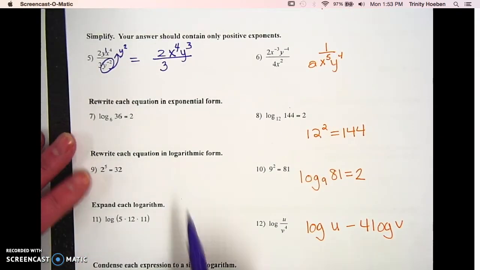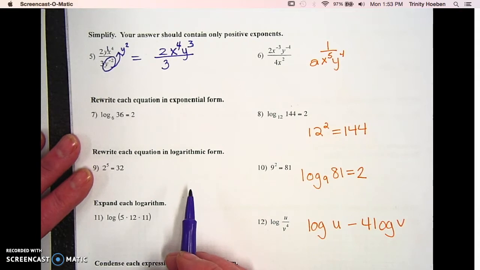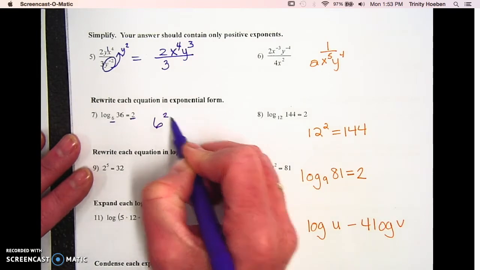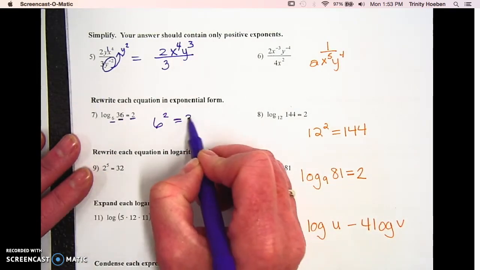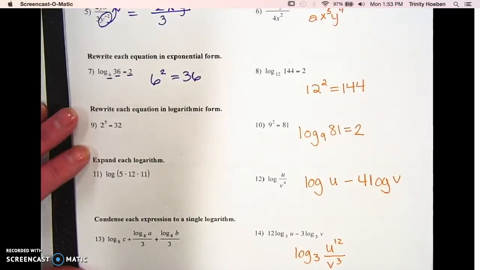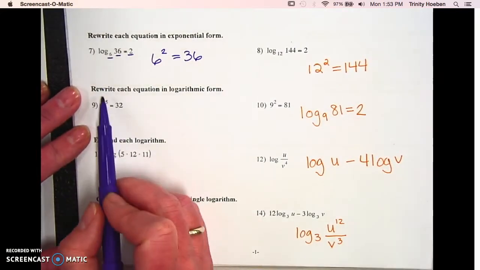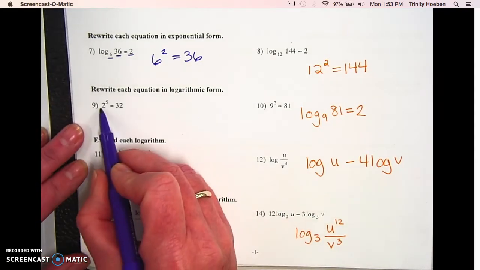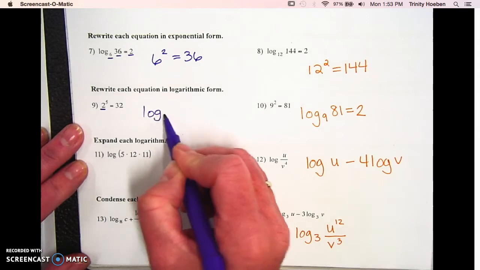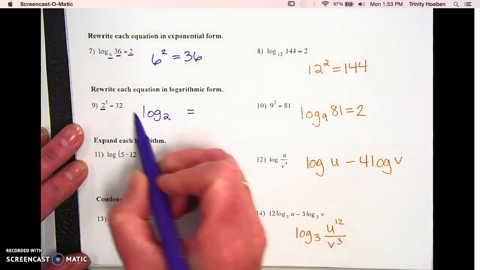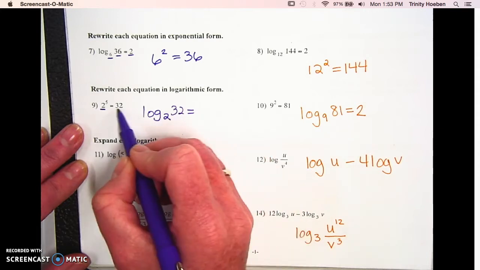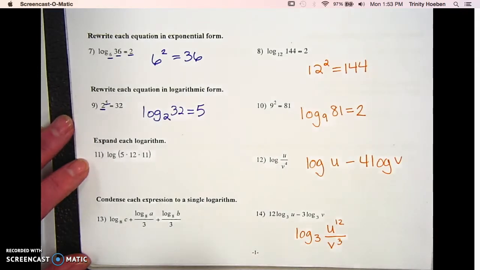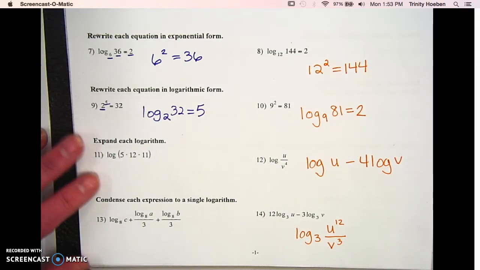Number 7, we're going to rewrite the equation in exponential form. So you're going to simply take this base of 6, write it to the exponent of 2. That's going to equal the answer of 36. Number 9. Now we're going to write each equation in logarithmic form. So this is going to become log base 2 of the answer 32. And the power of 5 goes over here. Please make sure you write how to go back and forth between those on your note card.